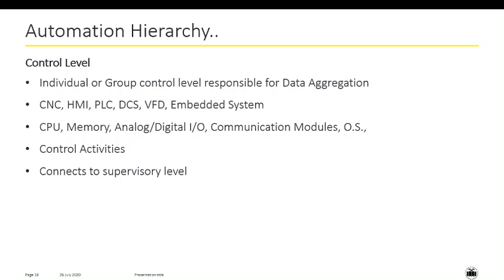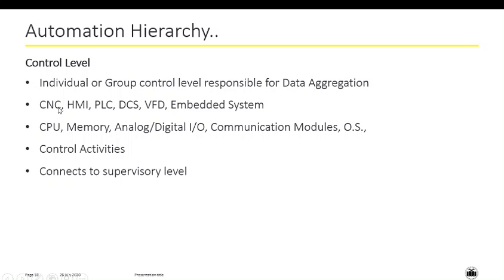So which components are involved in this control level? Computer numerically controlled machine, human machine interface, programmable logic controller, distributed control system, variable frequency drive, or embedded system. In the field level we have seen that the components are sensors and actuators. Similar to that, these types of components are used in the control level.